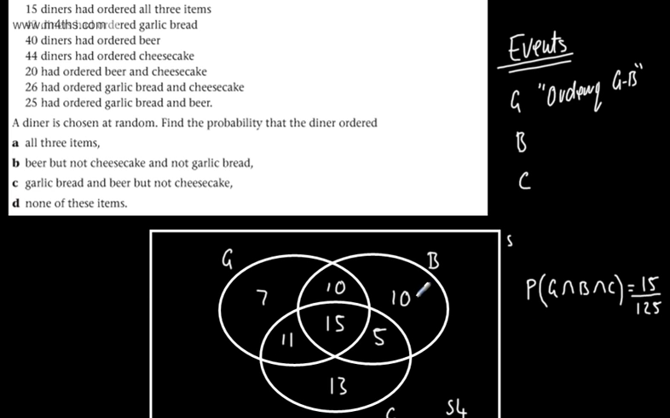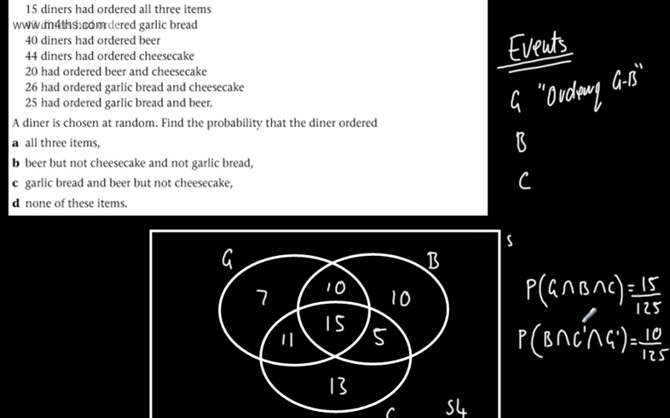Beer but not cheesecake and not garlic bread. So this is beer only. So we can say that the probability of beer and not cheesecake and not garlic bread is going to be equal to the 10 over the 125.